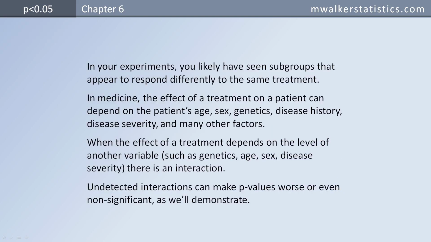In your experiments, you likely have seen subgroups that appear to respond differently to the same treatment. In medicine, the effect of a treatment on a patient can depend on the patient's age, sex, genetics, disease history, disease severity, and many other factors. When the effect of a treatment depends on the level of another variable, such as genetics, age, sex, disease severity, there is an interaction. Undetected interactions can make p-values worse or even non-significant, as we'll demonstrate.